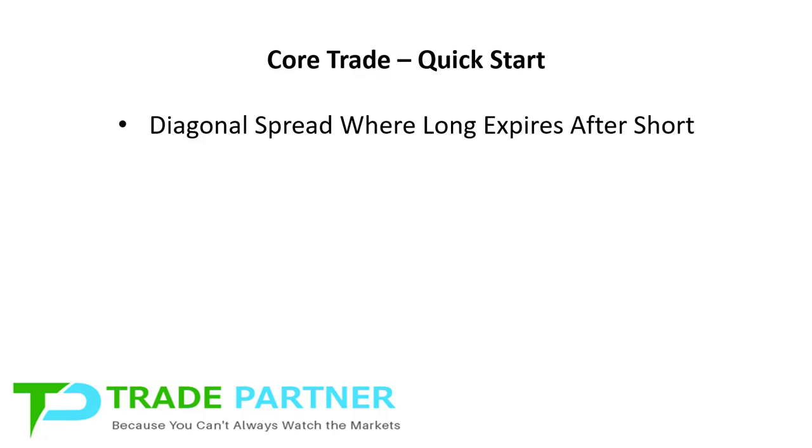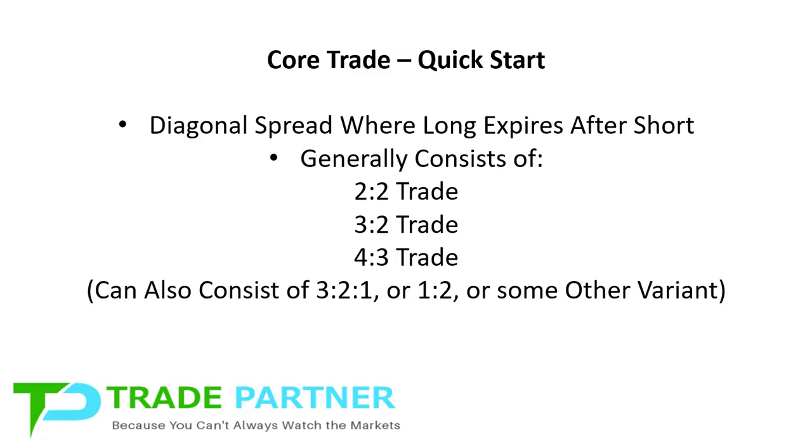I don't want to go into those reasons in this video because I cover the principles that drive the reason why diagonal spreads are more efficient as a general rule than just credit spreads. But that's where the core trade starts. It starts where the long expires after the short. And this generally consists of a weighted spread or more than a one-to-one spread.